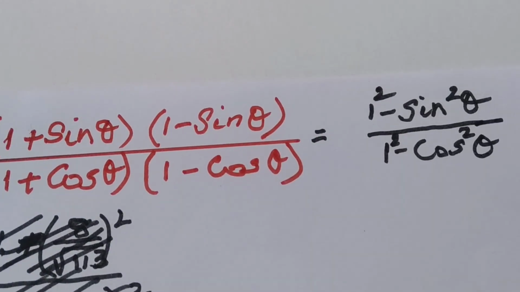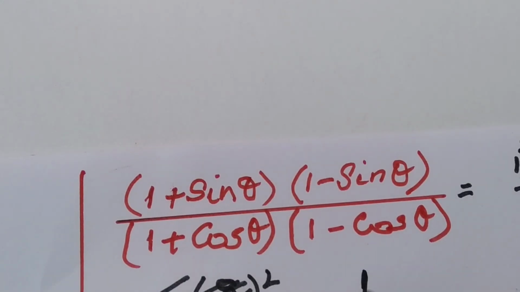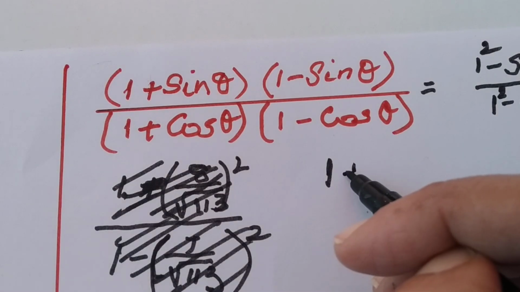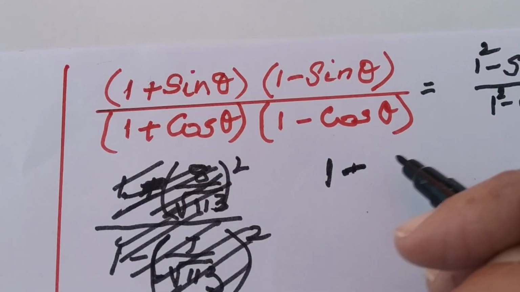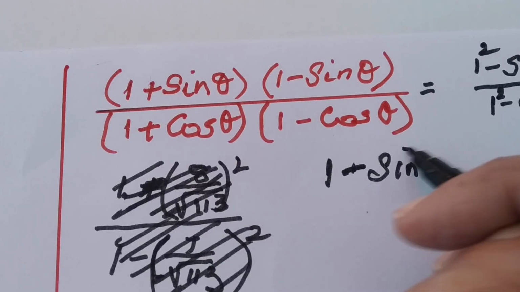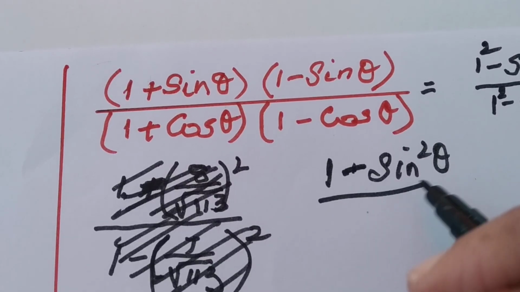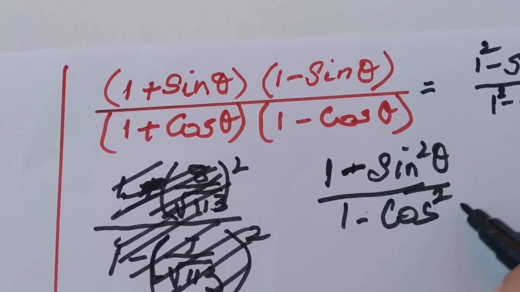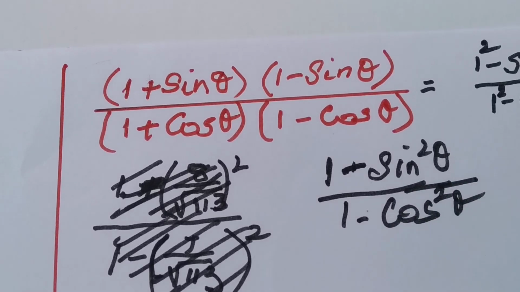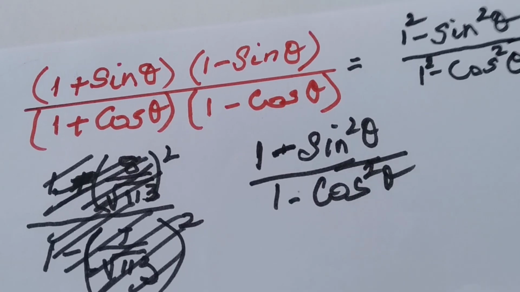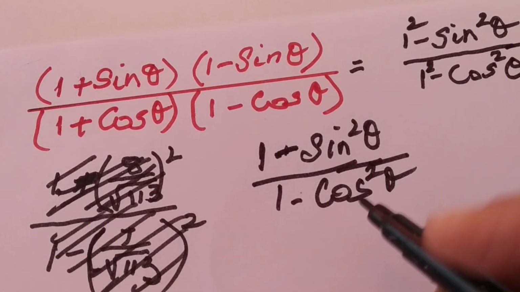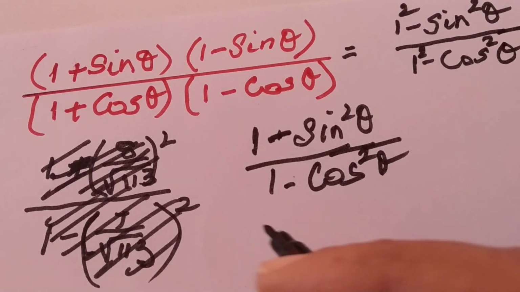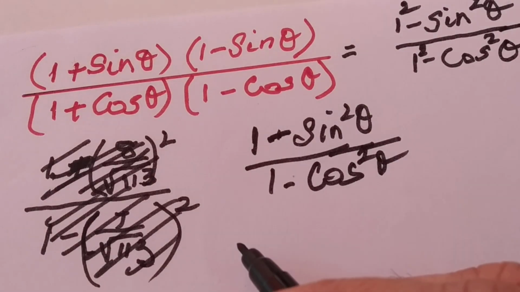Okay, let's take it from here. What is 1 squared? 1 squared is 1 itself, right? So it is 1 minus sine squared theta divided by 1 minus cos squared theta, because 1 squared is 1. So I just wrote it like this, right? 1 minus sine squared theta and 1 minus cos squared theta. Now we know what sine theta is, so we just have to substitute.